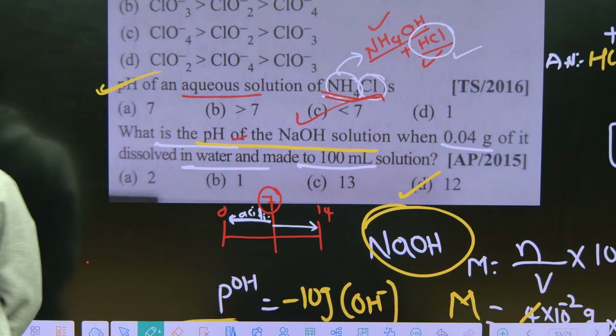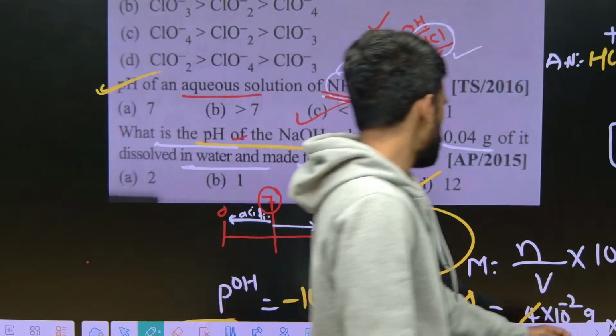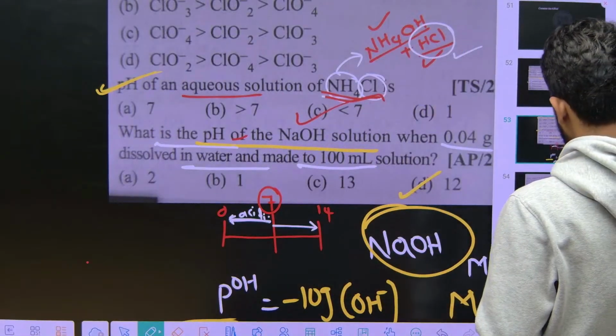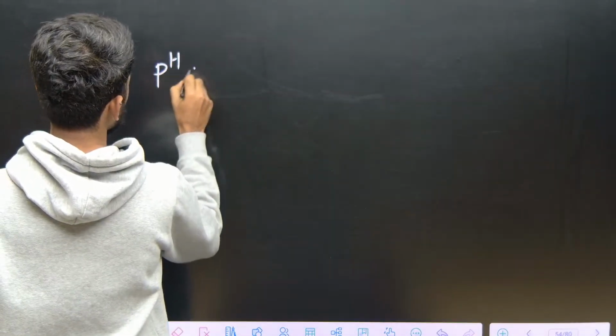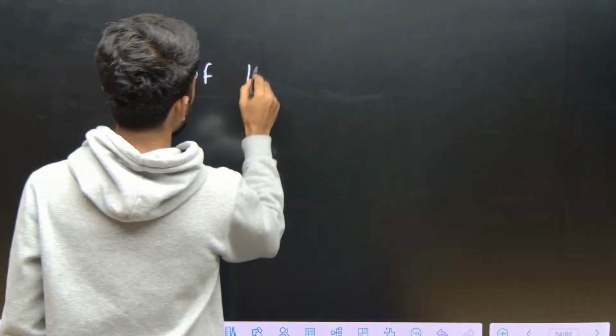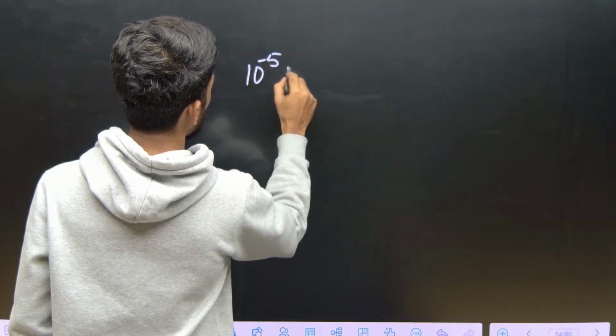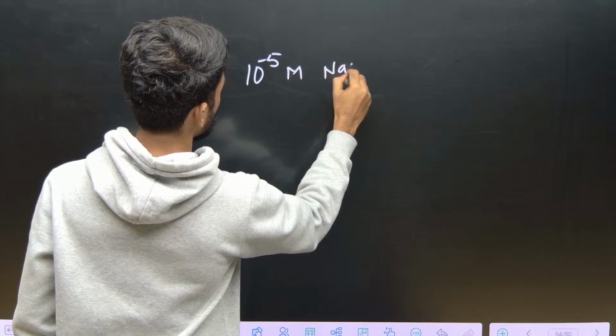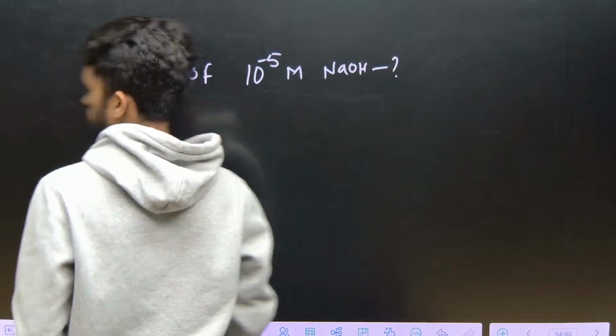Okay, right. Let me give you a few more questions. Before giving one more question, just tell me the pH of 10 power minus 5 molar NaOH. What is the pH of this solution? Tell me.